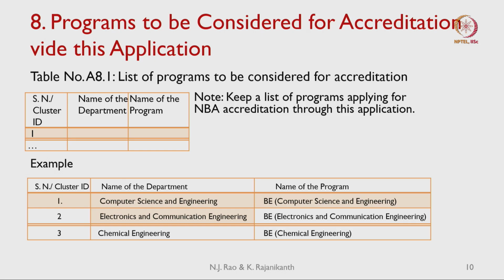We just give an example: name of the department Computer Science and Engineering, and name of the program is BE Computer Science and Engineering. Now, there are allied departments, and the cluster to which this department belongs has the cluster ID of 1 according to us. There might be, for example, another program, BTech Information Science and Engineering. That would have the same cluster ID, but it would be a different program. So, you indicate the department, the program, and if there are multiple departments or programs belonging to the same cluster, indicate the cluster ID. Here we have given, just as an example, only 3 programs: electronics and communication engineering, then chemical engineering. So, all these 3 belong to 3 distinct clusters.